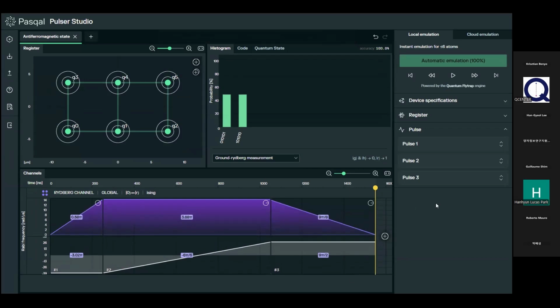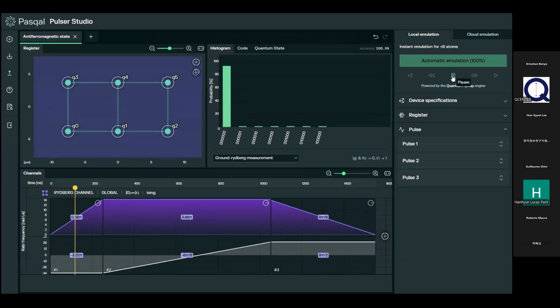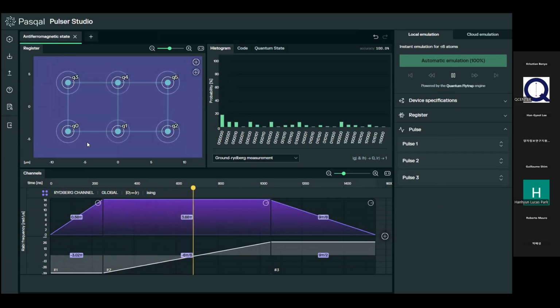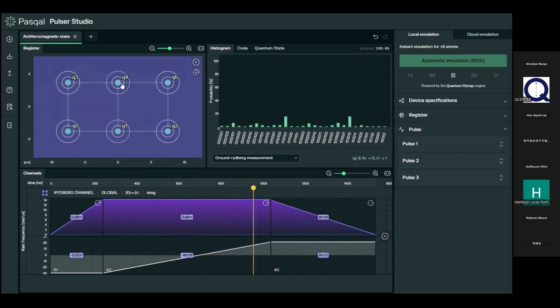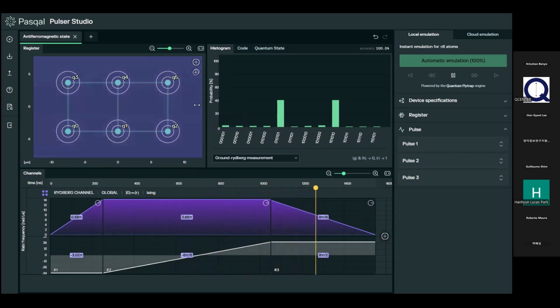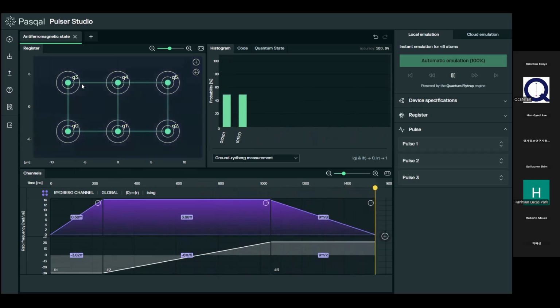Once again, as a reminder, Pulsar Studio is really a graphical user interface overlaid on top of our Pulsar programming environment to allow you to experiment and explore in a zero-code or no-code fashion, in particular for neutral atom type systems. What I've done here is position 6 atoms in a square lattice structure, with equal distances of, I think it's still 8 micrometers.